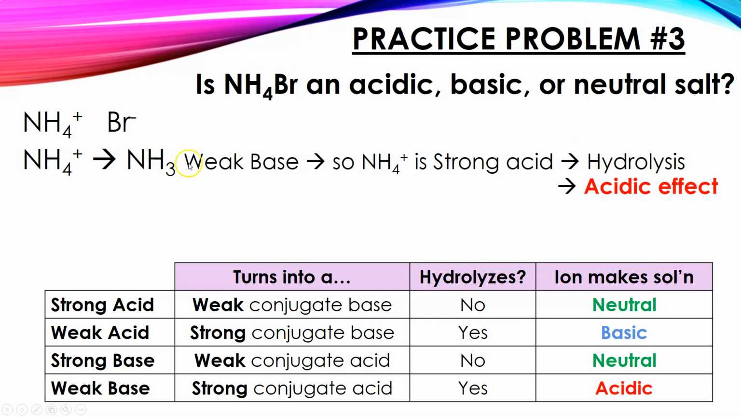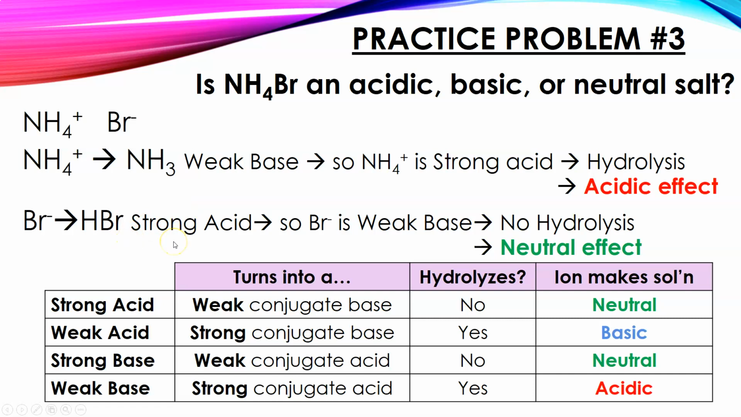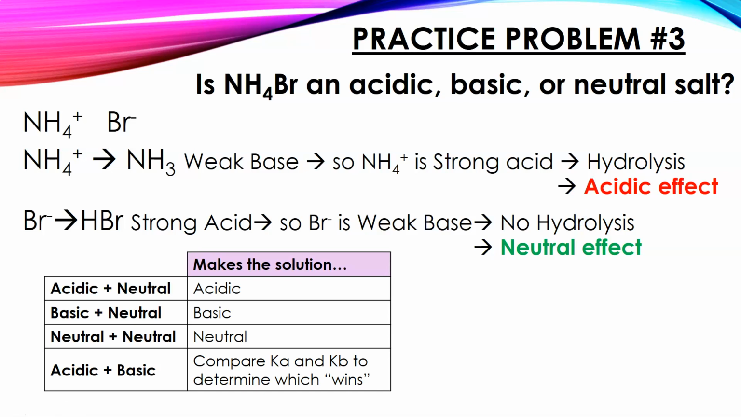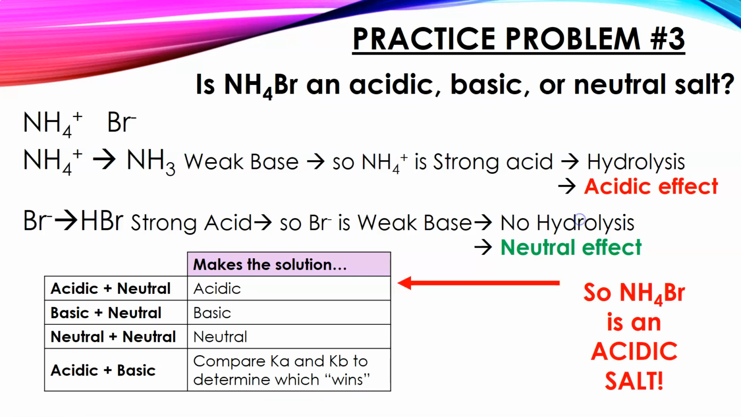Bromide came from hydrogen bromide. Strong acid. It wants to be dissociated. Bromide is weak. It wants to be left alone. It does not want to react with the water. It will not hydrolyze, so there will be a neutral effect. So if I combine something acidic and something neutral, I'm going to figure out that my salt was acidic.